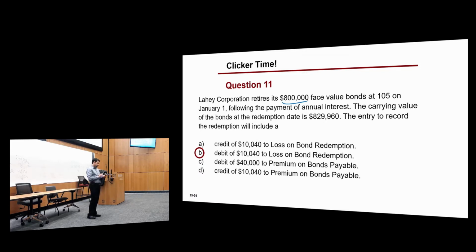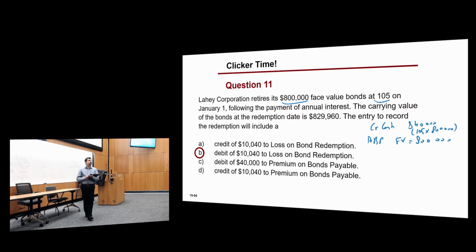You have 800,000, that's the face value, at 105. How much is the company going to pay in cash? We know that we're going to credit cash 840,000. That's 105% multiplied by 800,000. This is the amount that will be credited to cash. Bonds payable, always the same thing. Bonds payable will be debited how much? $800,000. Bonds payable, always at face value, which is 800,000.